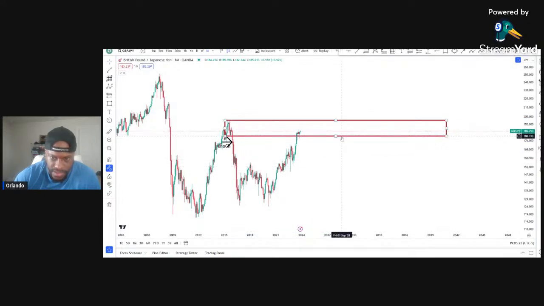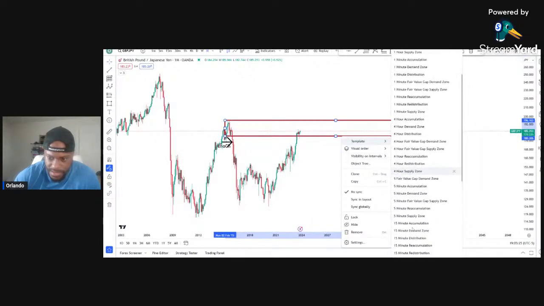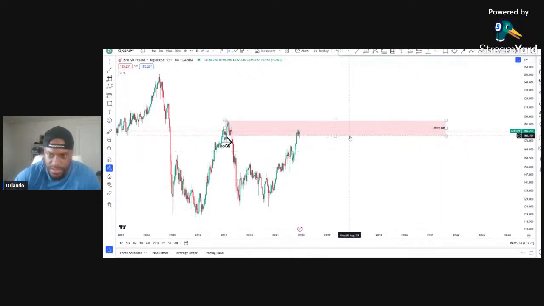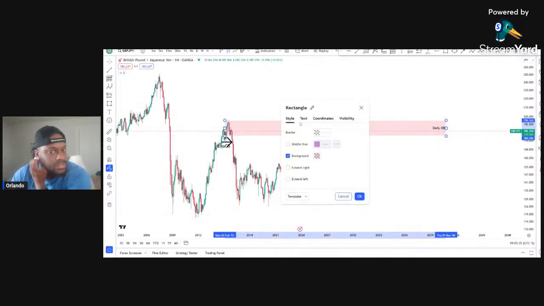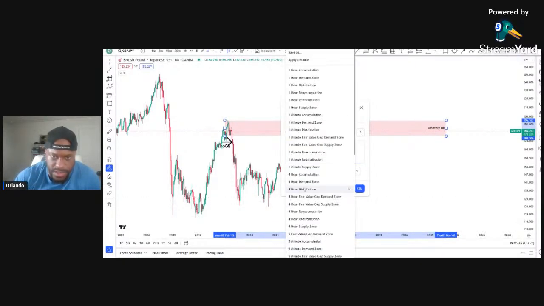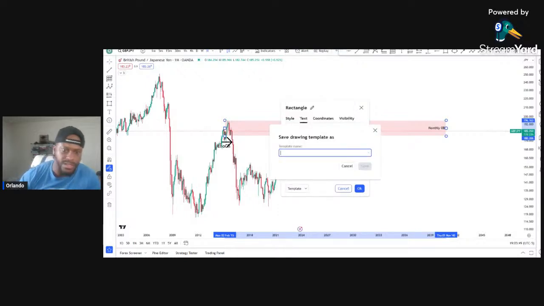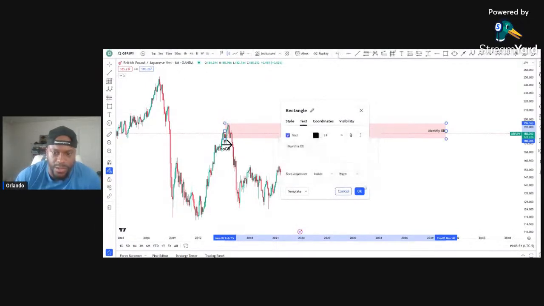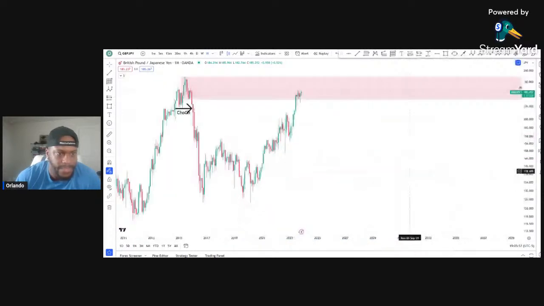Okay, I need to fix this. Let me mark this as a daily supply zone. And then turn it to a monthly. So text, monthly OB. All right, and we just simply click save as, and then monthly supply zone. Simply override that since I went from dark mode to bright mode. All right, monthly supply zone.